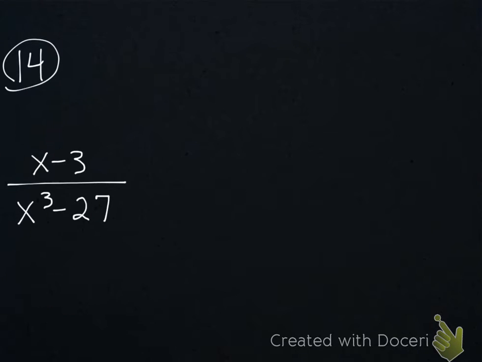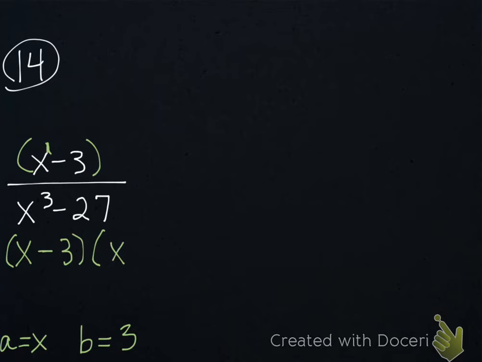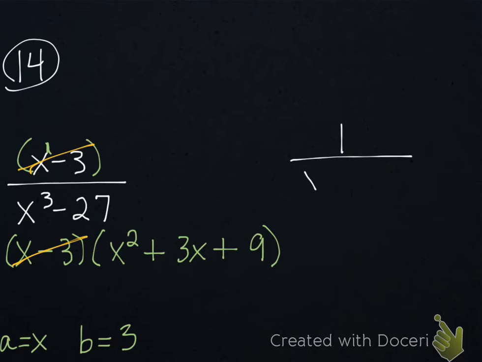Number 14. Well, on top I have a binomial, but it's to the exponent of 1. There's no GCF, so there's nothing to factor. In the denominator, however, I've got cubes. That's crazy hard. Well, not really, because we can use the SOAP method to factor it. Remember, A is x, and B would be what? What cubed gives me 27? Oh yeah, it's 3. So I'm going to have an x with the same sign, minus 3. Then I have x squared, opposite sign, plus a times b, that would be 3x, always positive, b squared. That's 9. Easy enough. Now what cancels? Well, the x minus 3's cancel. So what's left? 1 is on top because there's nothing there. Then I have x squared plus 3x plus 9 in the denominator.